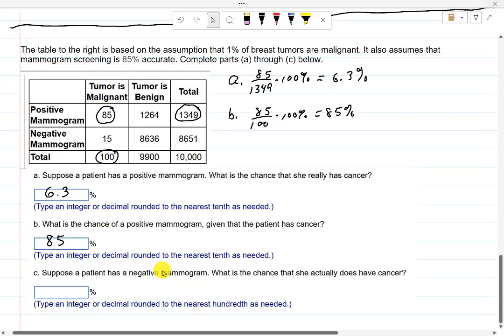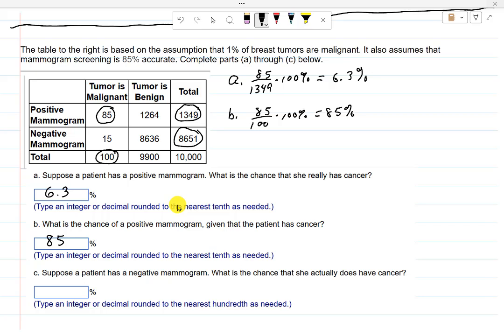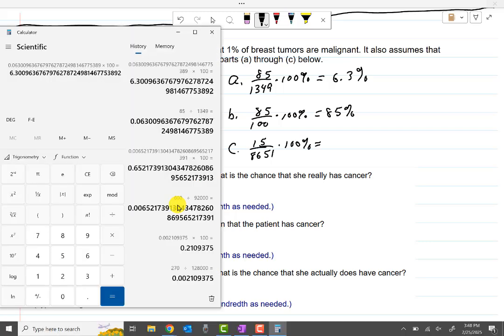Suppose that a patient has a negative mammogram. That's this row down here. What is the chance that he actually does have cancer? So this is our total here, and this is the number that actually have cancer. So part C, we're going to take 15 divided by 8651 and multiply it by 100%.